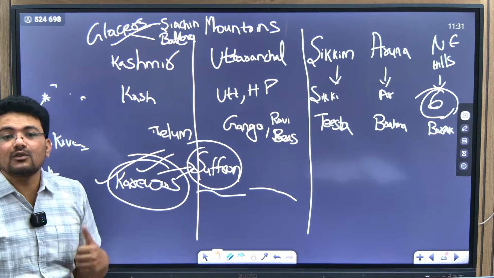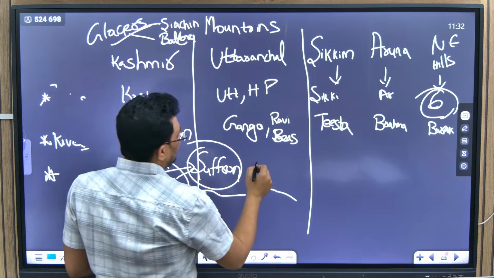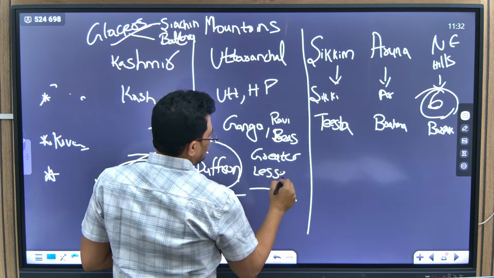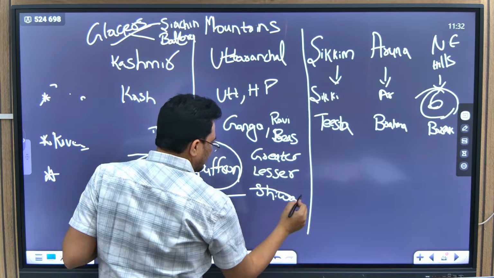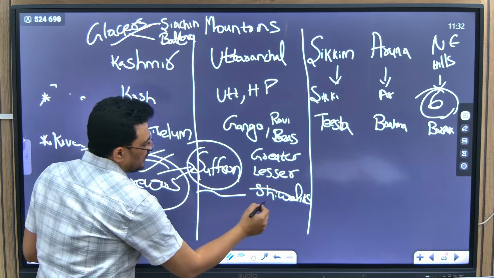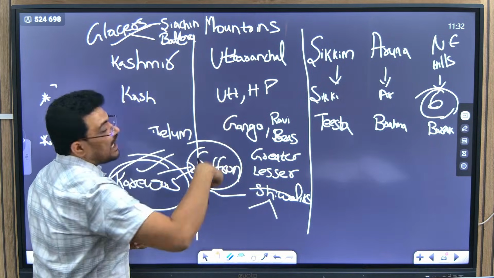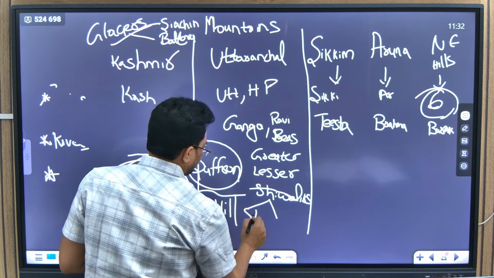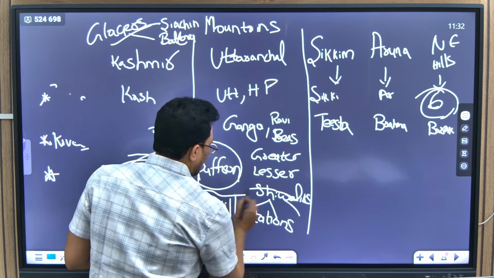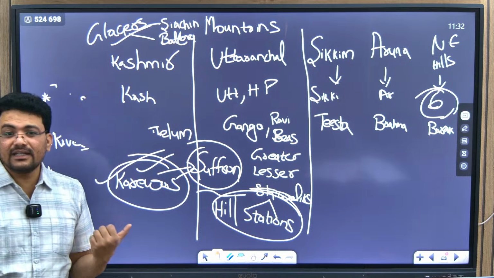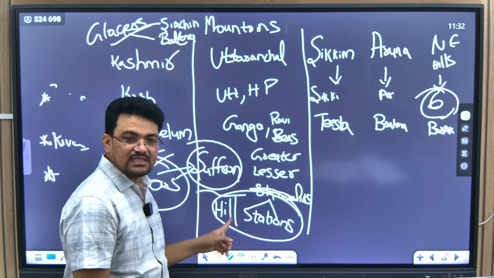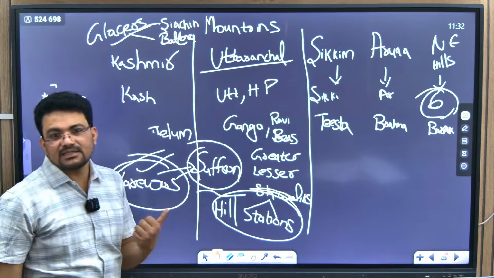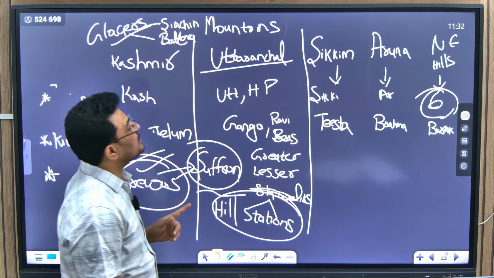Now the unique feature in Uttaranchal Himalayas. Here we have three mountain ranges, the Greater Himalayas, Lesser Himalayas, and Shivaliks. But here you have to remember two things. The British have identified and developed them as hill stations. A lot of hill stations, Mussoorie, Ranikhet, Dehradun, all these are developed in this Uttaranchal Himalayas. So very important.